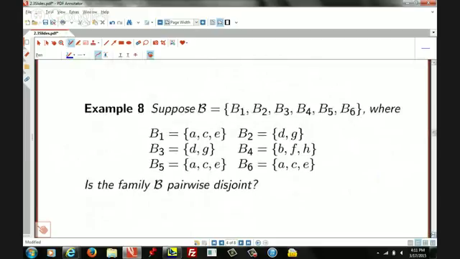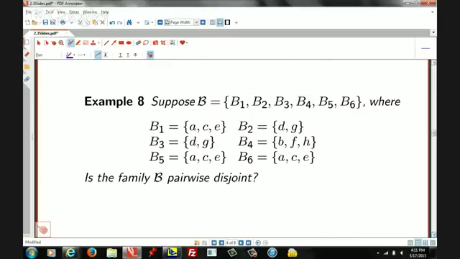Okay, now we have this set. It has B1, B2, B3, B4, B5, B6, and they're all listed here. Is the family B pairwise disjoint? So look at B1 and B2. Do they have any intersections? No. Which two have intersections? B2 and B3, right? But they're equal. B2 equals B3. How about B4? Is that the same as anything? No. How about B1, B5, and B6? Are they pairwise disjoint? Yes.